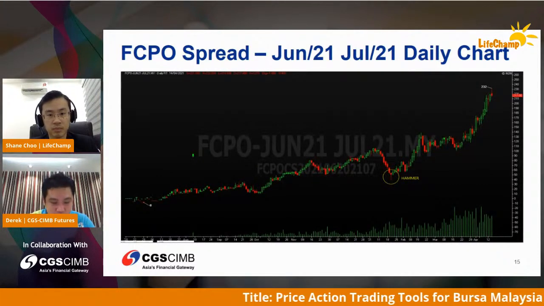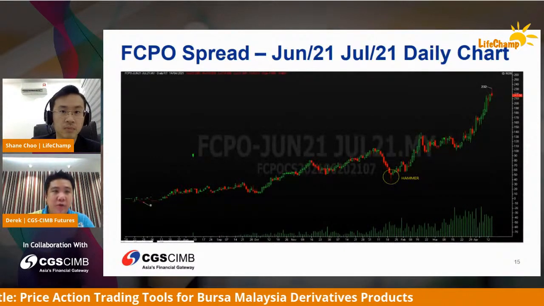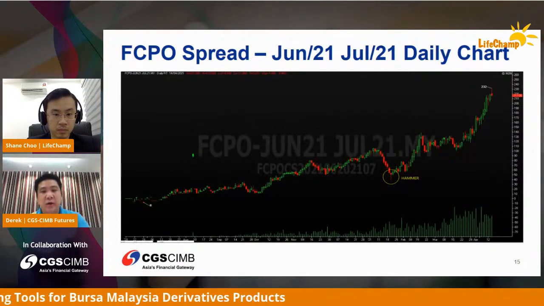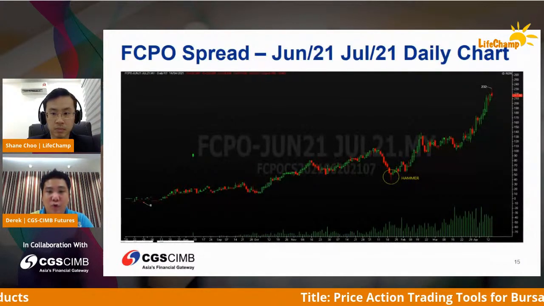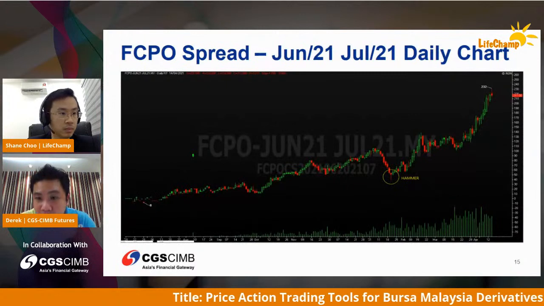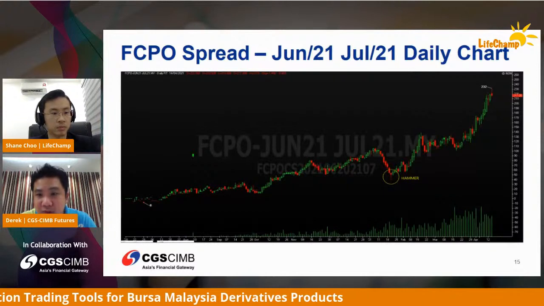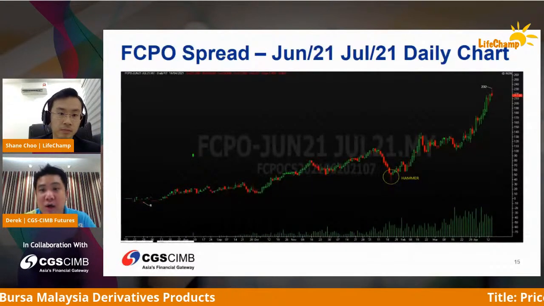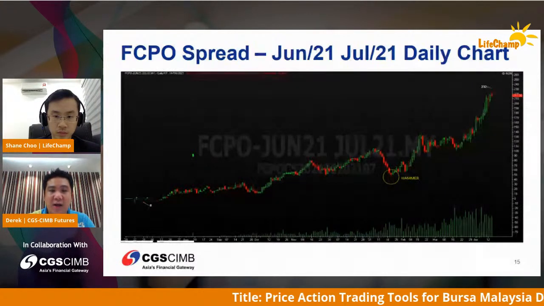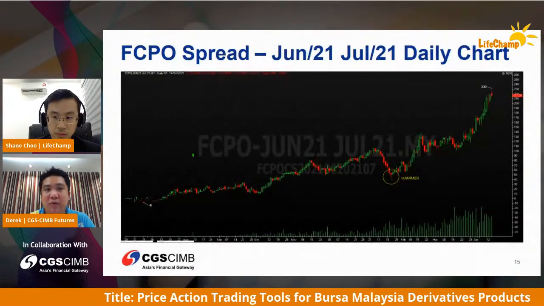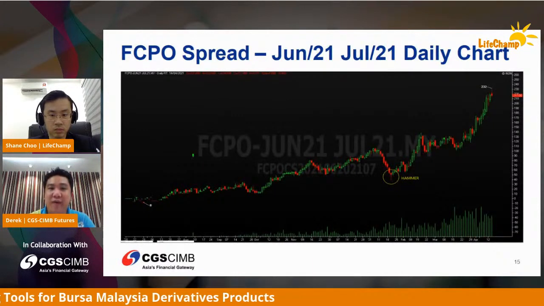So at least twice the height of the real body. Since you can see the real body is very small. So you can see that in this example, after this, the market went even higher and higher from this spread, June, July, from positive 50 to around 200 plus. So you can see if you really manage to do trading based on the correct candlestick, the risk and reward will be quite lucrative as well.